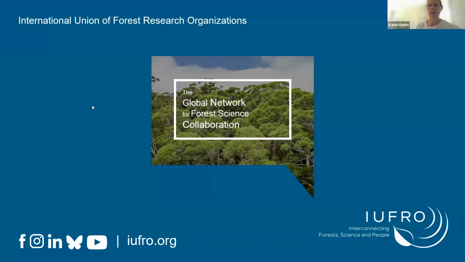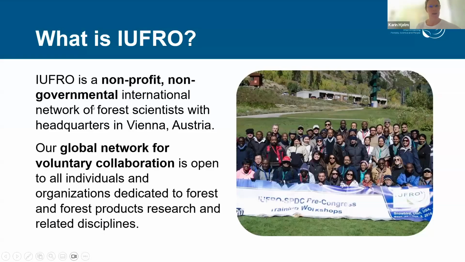It's a global network of forest science collaboration. So what is IUFRO? It's a non-profit, non-governmental international network of forest scientists, and it has its headquarters in Vienna, in Austria. And it's a global network for voluntary collaboration that is open to all individuals and organizations that are dedicated to forest and forest products research and related disciplines.